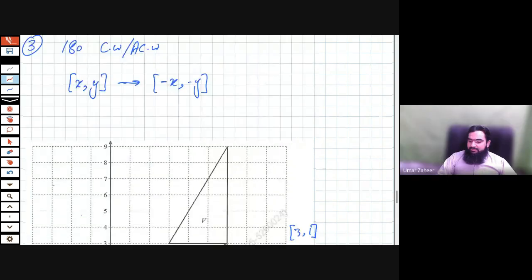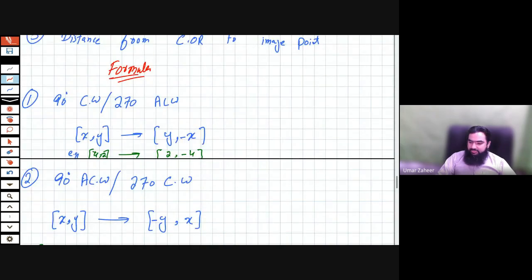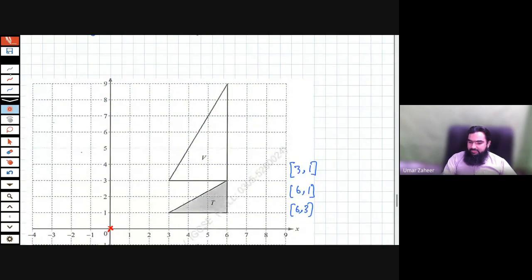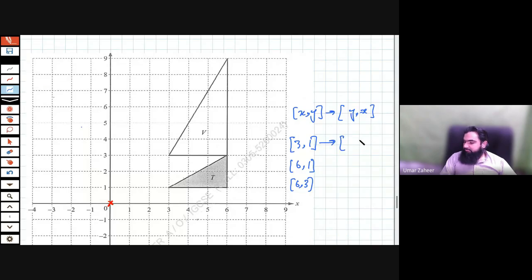Now, what is the formula? We have to do the 90-degree clockwise rotation. For 90-degree clockwise, I told you, you have to interchange them and change the sign of the y coordinate. The formula is (x, y) will become (y, -x)... that is, interchange and change the sign of the y coordinate. So (3, 1) will become (1, -3). (6, 1) will become (1, -6). (6, 3) will become (3, -6).